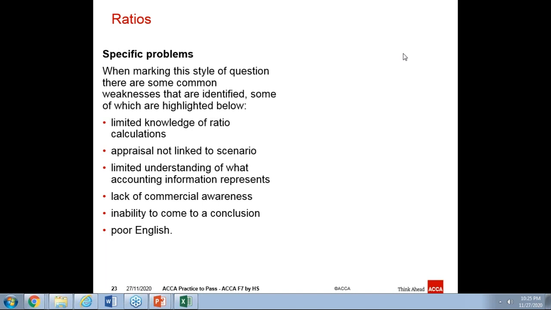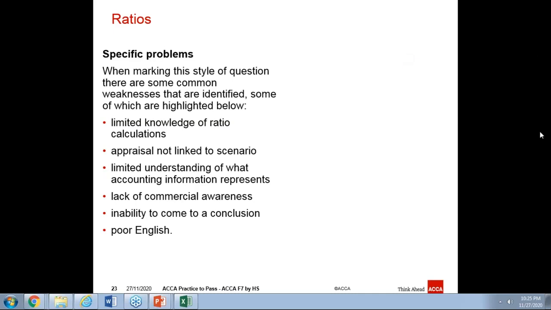Okay. Limited understanding of what the accounting information represents. This is one of the problems for the students, that they are not even able to understand the impact of the acquisition of an asset or disposal of an asset. And lack of commercial awareness: they don't have knowledge about the difference between the service industry, trading business and manufacturing concerns. They all have different concerns, different issues, and you should know at least the basics. Inability to come to a conclusion, and the most important thing is poor English.